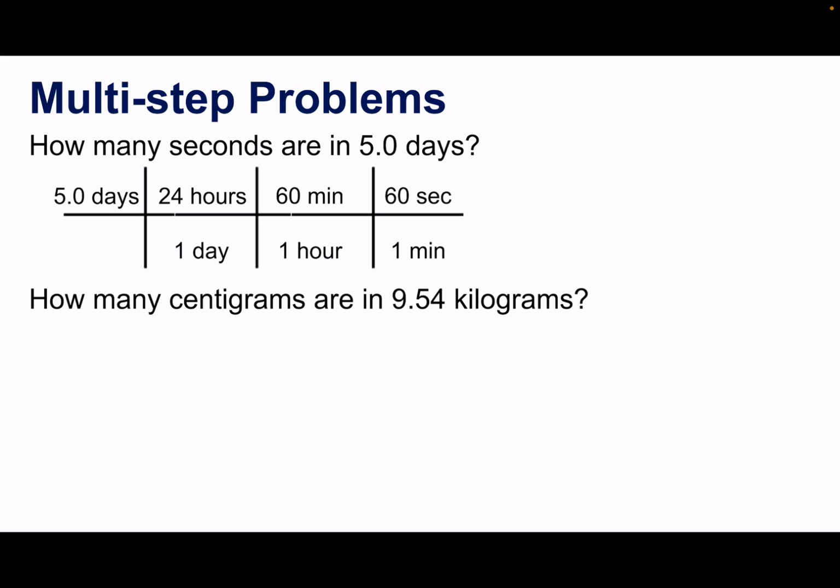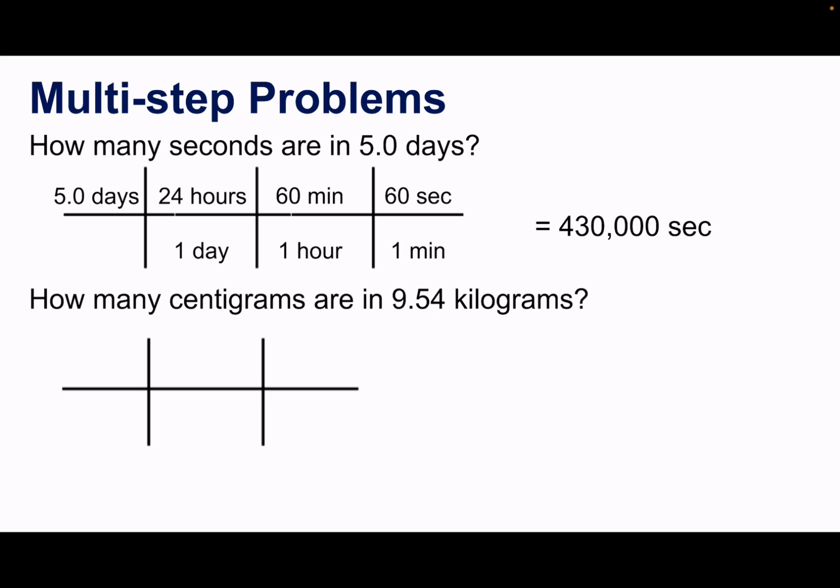Days cancels, hours cancels, minutes cancels. We're left with seconds. So how do I calculate? It would be 5 times 24 times 60 times 60. And then I'm going to take that top number and I'm going to divide by everything multiplied on the bottom. So 1 times 1 times 1, which is 1. Final answer, 430,000 seconds.